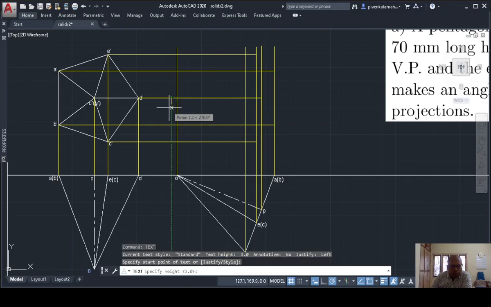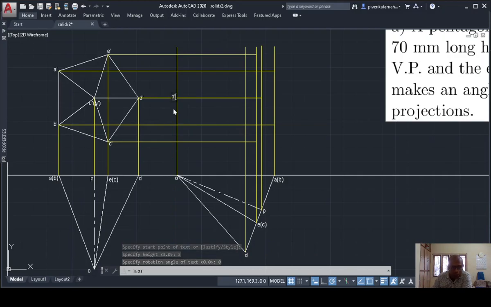This is the front view of O, so it is O dash. And this is the front view of D, so it is D dash. This is the front view of C, so this is C dash. And this is the front view of E, E dash. This is the front view of A, A dash. This is the front view of B, so it is B dash. And finally, I have the front view of the other end of the axis. It is P dash. So with this, I have given all the names.